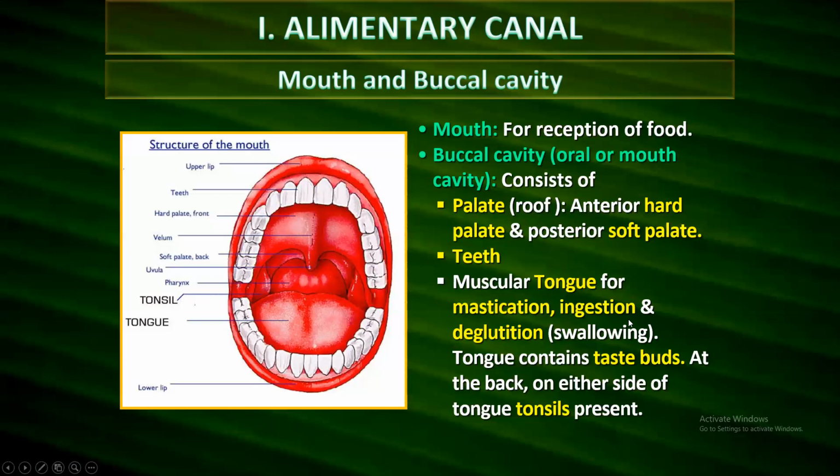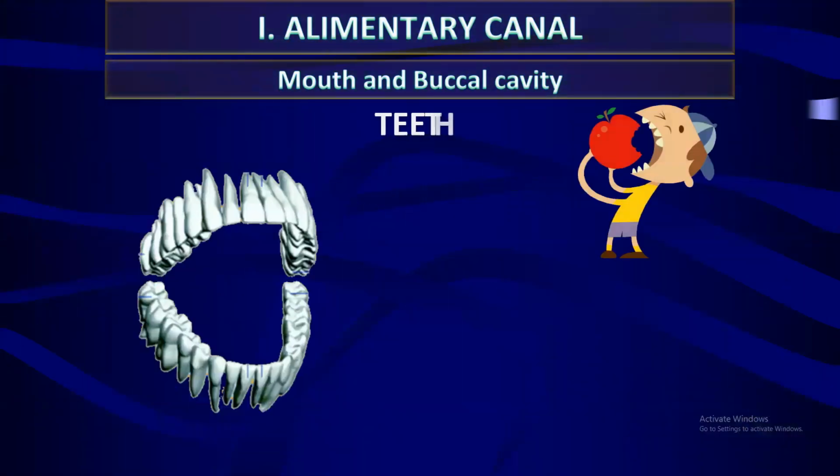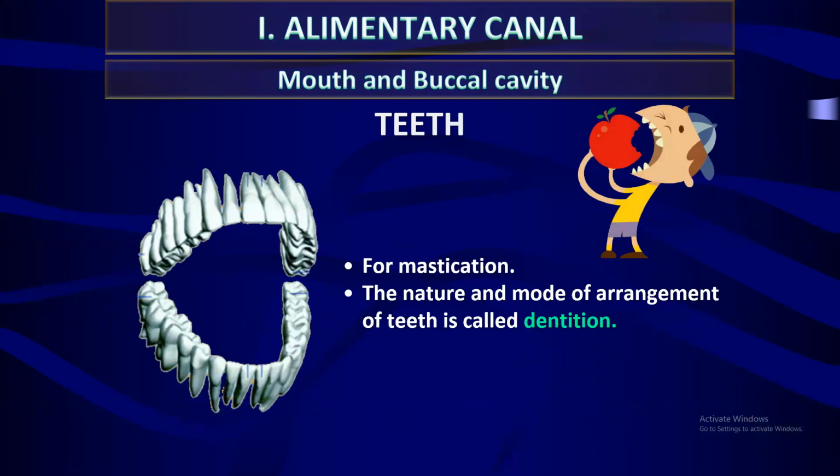So tongue is made up of fully muscles. It is a muscular organ. For what purpose is the tongue used? Tongue is used to swallow food material. How is it attached? Tongue is attached to the floor of the mouth with the help of the frenulum. That also you try to remember. It is followed by teeth.